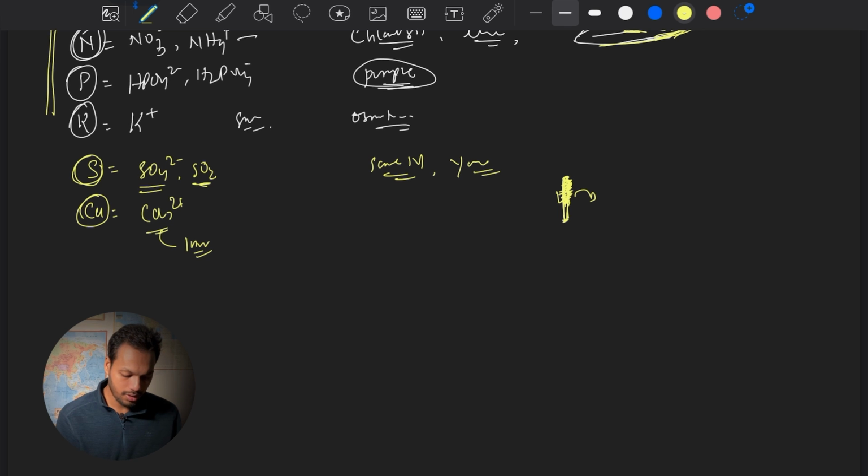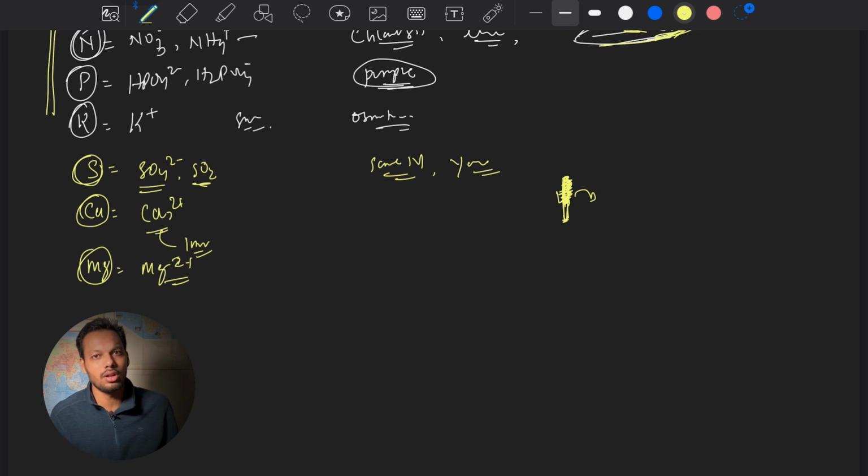Then the next nutrient is magnesium. Magnesium is taken up in the form of Mg2+, and it is also a highly mobile nutrient. Due to this, the deficiency symptom generally appears in the lower leaves, because it is directly translocated to the younger parts. As magnesium is an important component of chlorophyll, you will find chlorosis, but here you will get intervenal chlorosis.